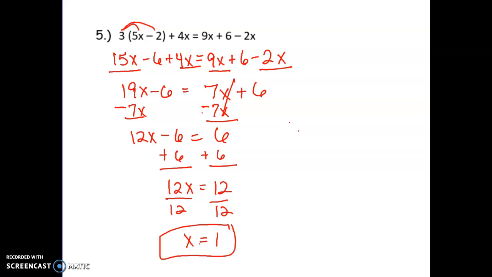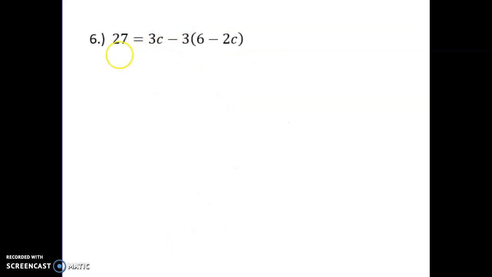Okay, so moving on to number 6. Now this is a little different. I just have 27 on the left. That's fine. I'm going to distribute. I get -18 and I have a +16. So I distributed that -3.